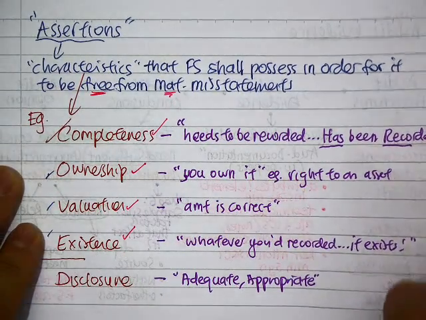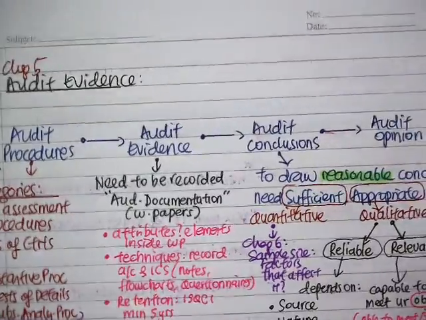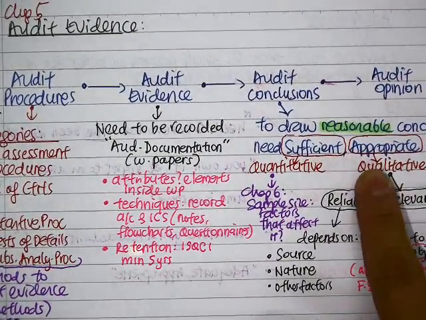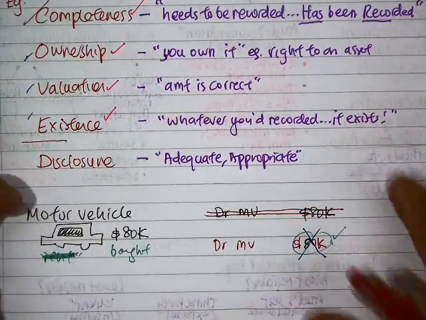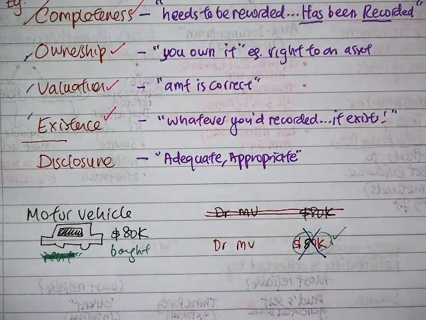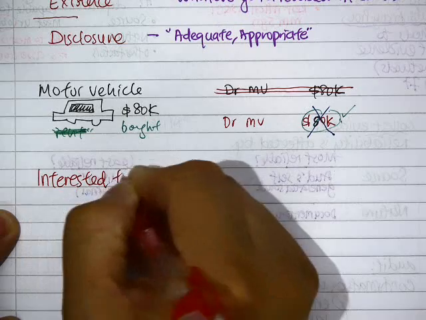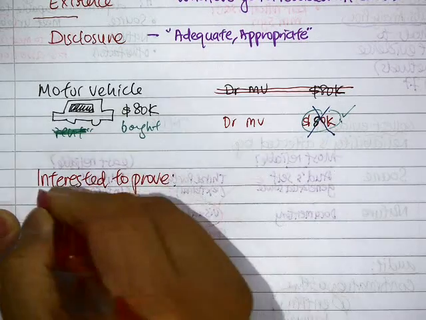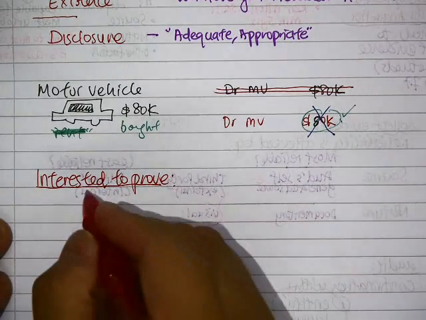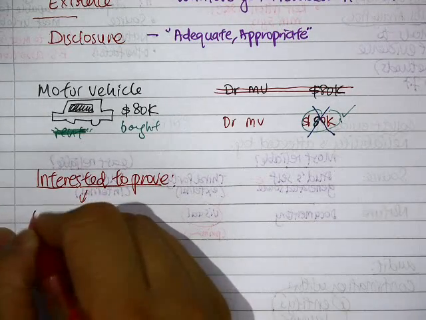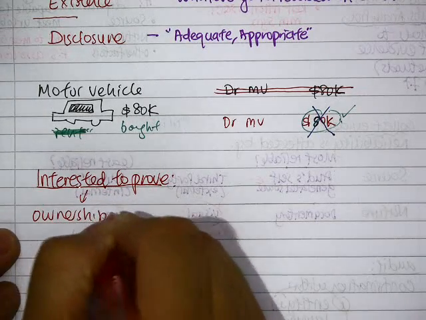Follow? Now, so come back to what we discussed just now about appropriate. Now, appropriate here is the assertion that you want. You must be doing the right thing so that you're able to get it. Can you see that? You must be doing the right thing so that you're able to get it. Now, for example, let's say now I'm very interested to prove, for instance, the ownership of this car.